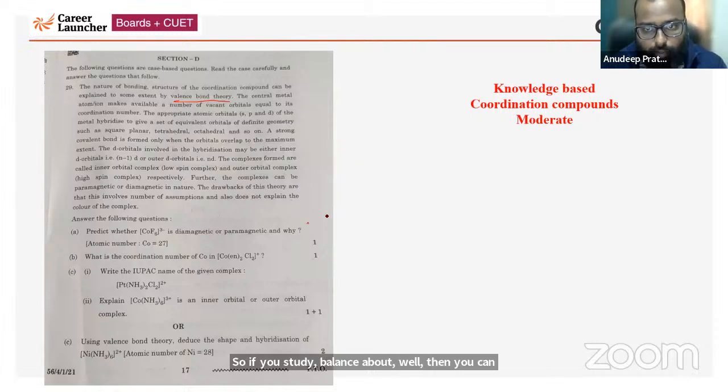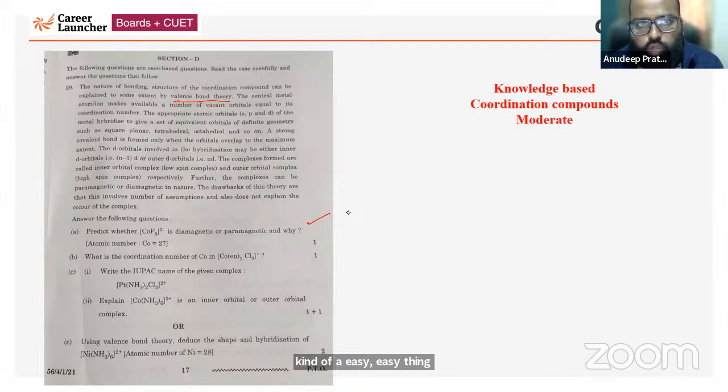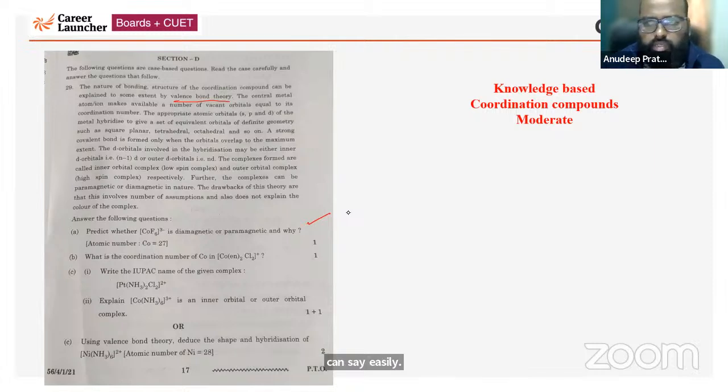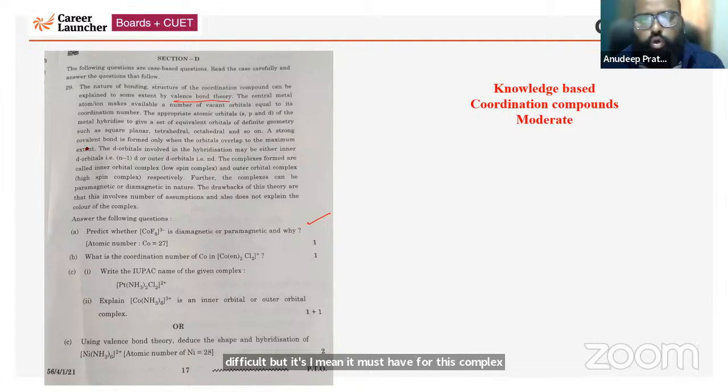Diamagnetic or paramagnetic, we can say based on the number of unpaired electrons, right? So that is a kind of easy thing. Next one is what is the coordination number? That is a very, very easy question. By looking at the complex, you can say easily. IUPAC naming of the complex is slightly difficult, but for this complex you might have given it easily. This is diamino, dichlorido, platinum, platinum 2, platinum 4, right? So it's an easy question.